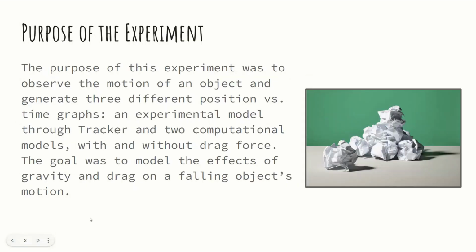The purpose of the experiment was to observe the motion of an object and generate three different position versus time graphs, an experimental model through Tracker and two computational models, both with and without drag force. The goal was to model the effects of gravity and drag on the falling object's motion.